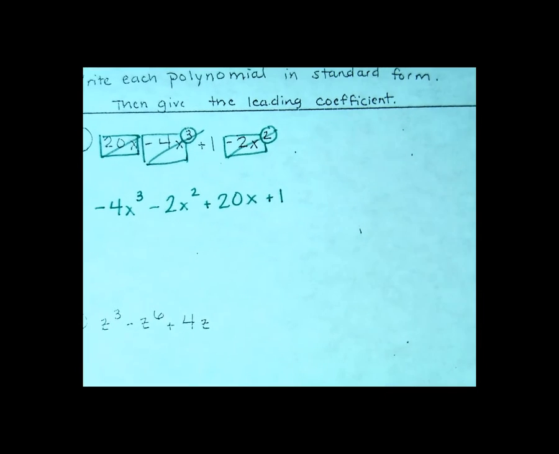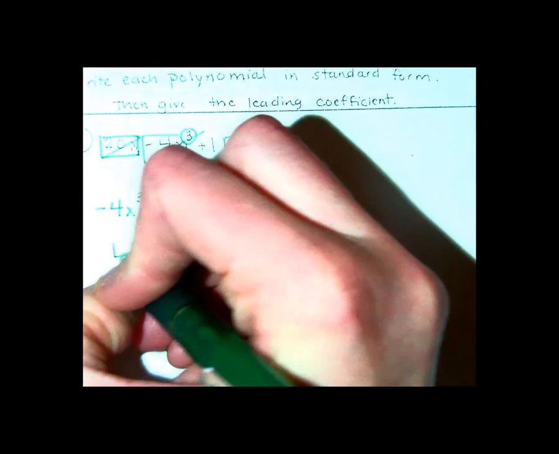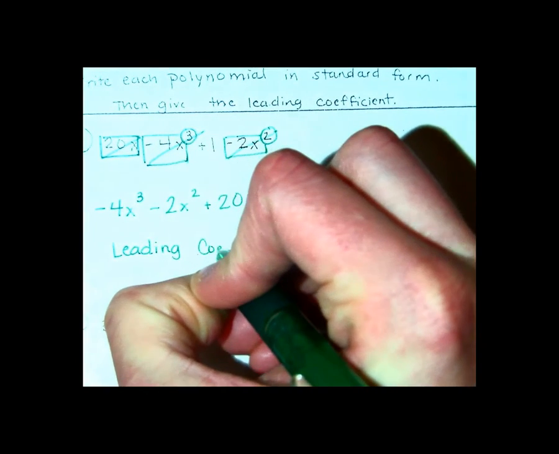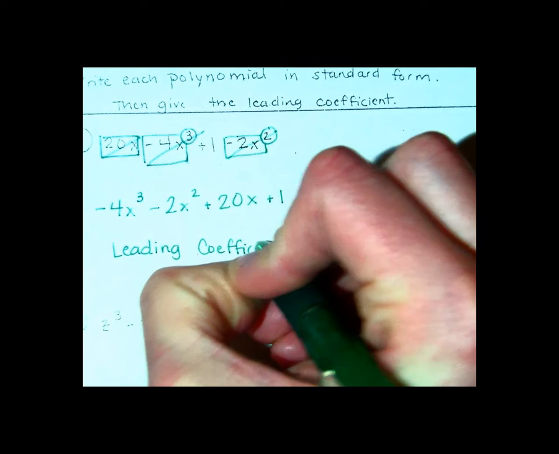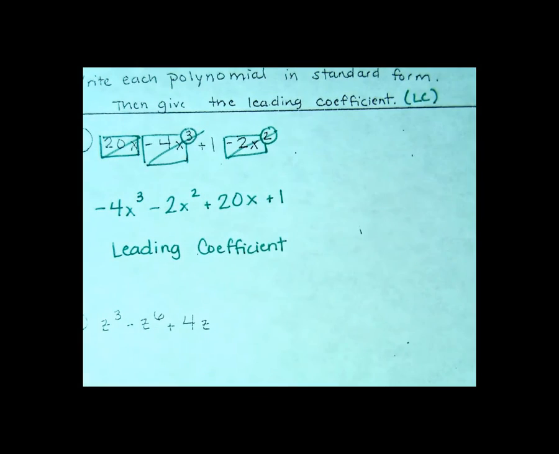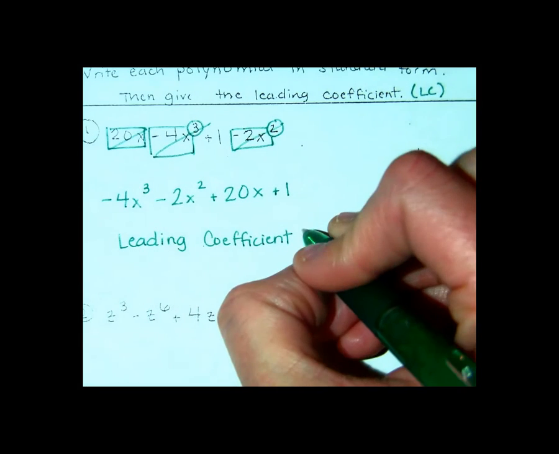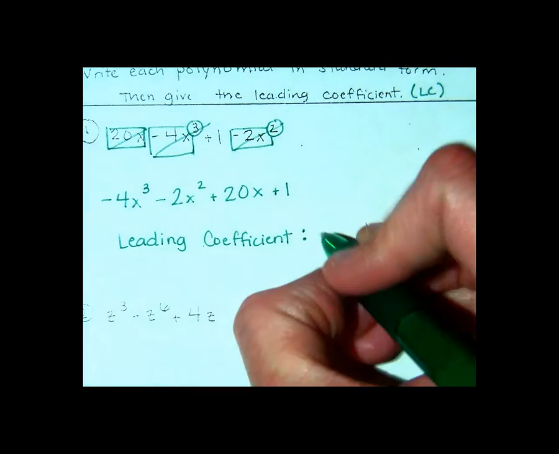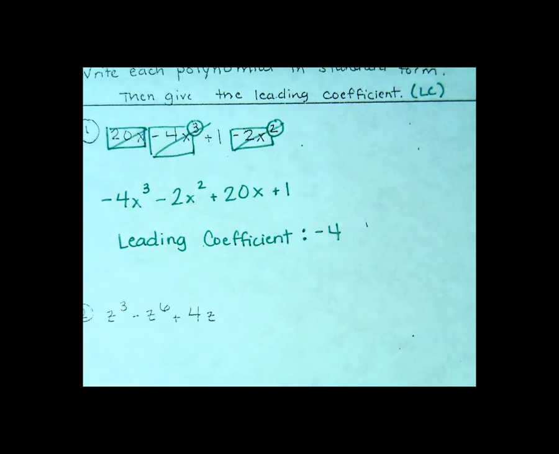This is in standard form. Standard form just means it goes in order. If you have other variables, it goes in alphabetical order. Alright, last thing I need to do is write down the leading coefficient. We're now going to put LC, which stands for leading coefficient. What is the very first number now that's in standard form? That's my leading coefficient. I finished that problem.